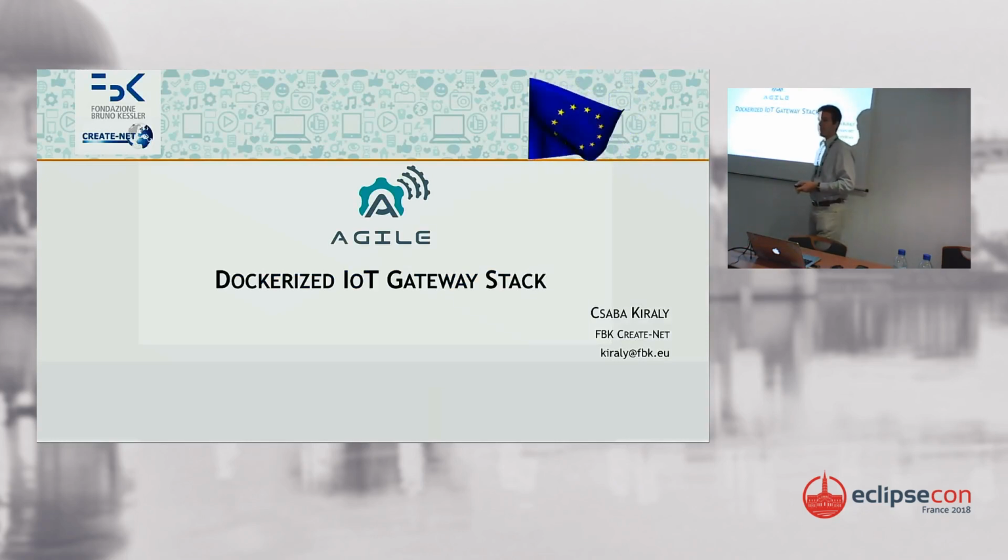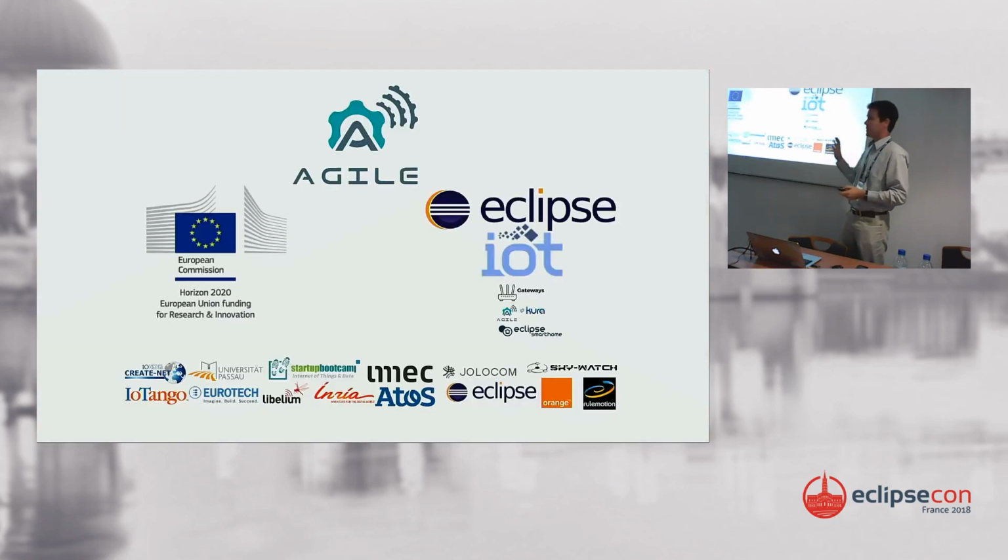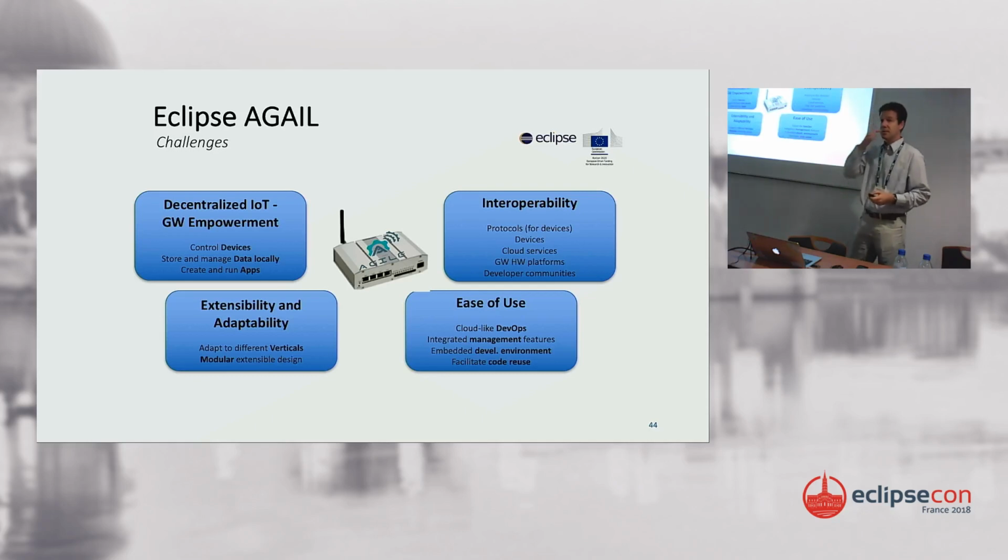Hello, I'm Kriti from Fondazione Bruno Kessler in Italy, and I'm the technical coordinator of the AGILE project. AGILE is a European project, 3 years, 17 partners, and based on it we have the Eclipse AGILE project, for which we are doing the initial contribution now in the Eclipse IoT framework. So what is Eclipse AGILE about? It is about part of the IoT ecosystem. It's about the gateway. The gateway is a fundamental part of the IoT ecosystem.